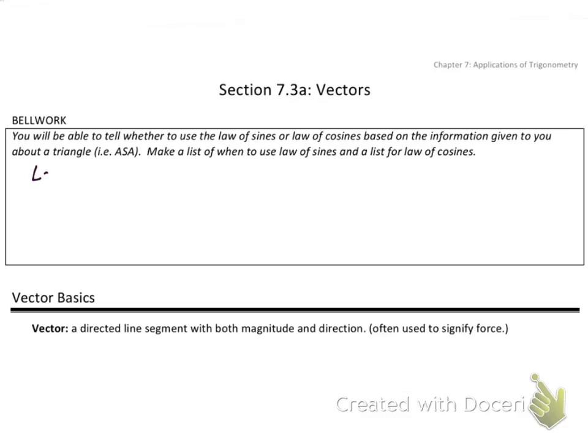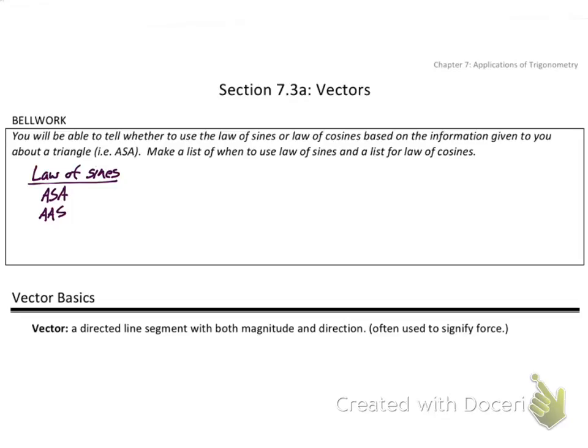So that list, law of sines, is going to include angle, side, angle, and then we also called it angle, angle, side, which is the same thing as side, angle, angle. Both those things are the exact same triangle.